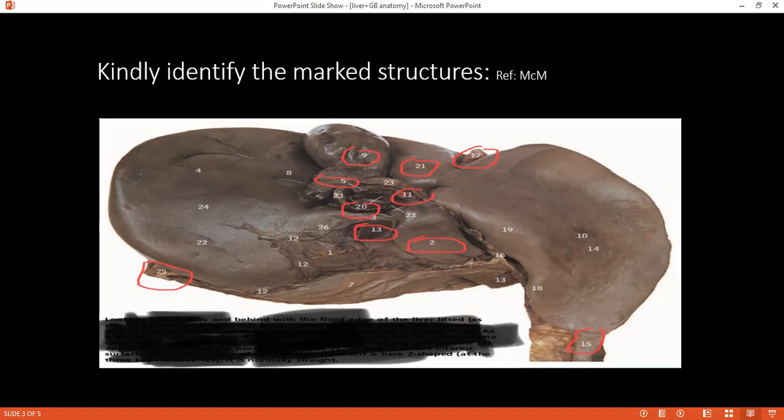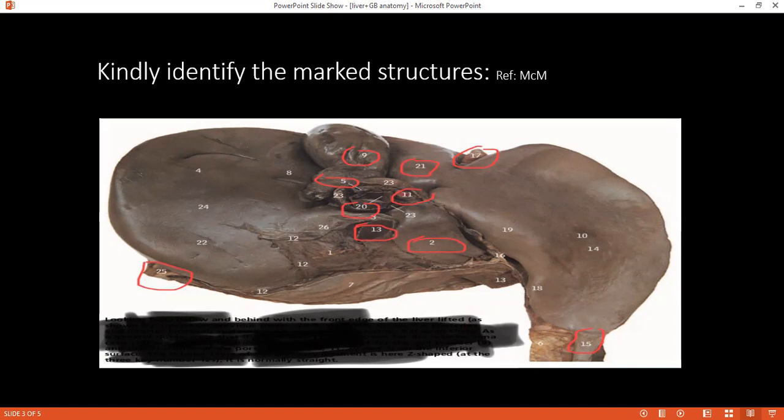What are the structures which support the liver? The liver is supported by the falciform ligament, that is to the anterior abdominal wall and to the diaphragm. Then it is also supported by the coronary and the triangular ligaments, which are from the liver to the diaphragm, and the lesser omentum, which is from the liver to the first part of duodenum and the stomach.